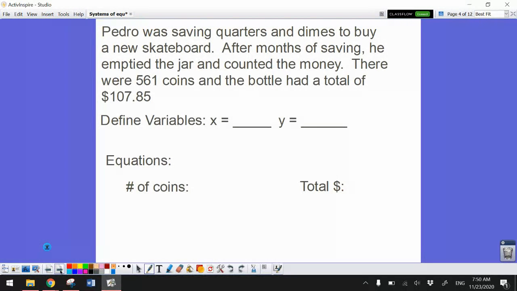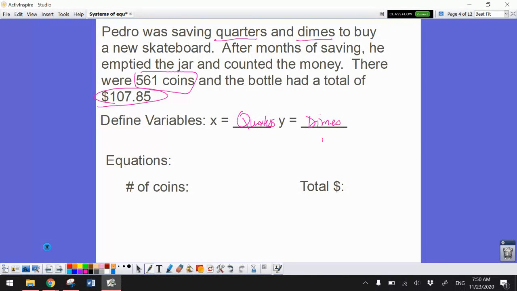Well, what are my two variables? What are the two things that I am saving? Well, I see that I have quarters and I have dimes. So quarters is going to be my X value, and dimes is going to be my Y value. So I have two things here. I have money and I have a total of coins.